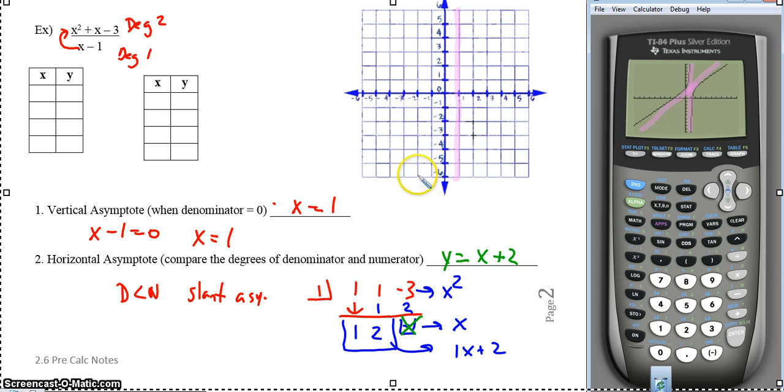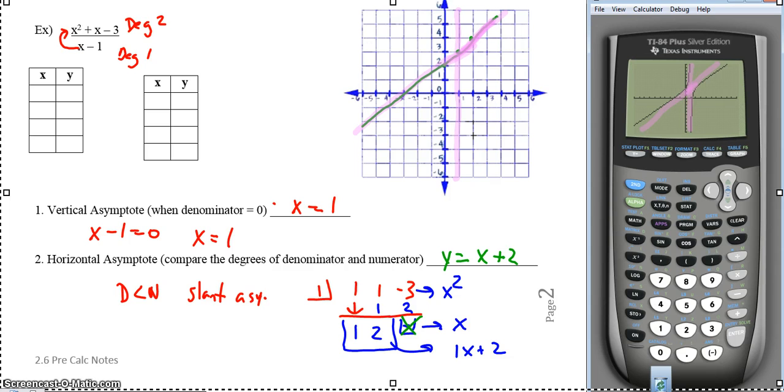So let's graph that line. If I graph that line, I go up 2, and I do a slope of up 1 over 1, up 1 over 1. And that is going to be the graph of my slant asymptote. I'm just going to go over that with a highlighter so I know that that's not actually part of my graph, but that is my asymptote. So now I have my two asymptotes on here.